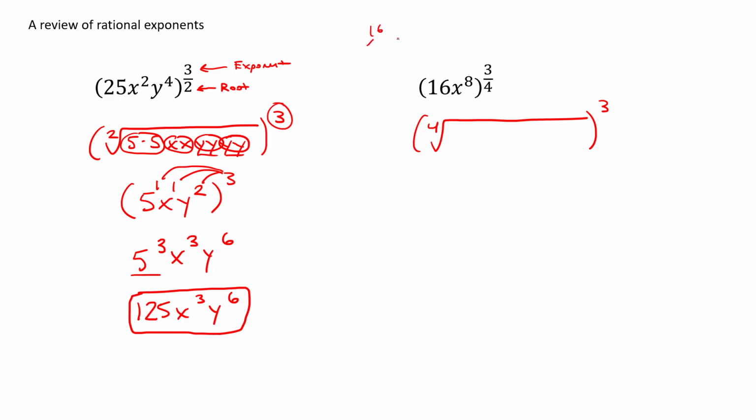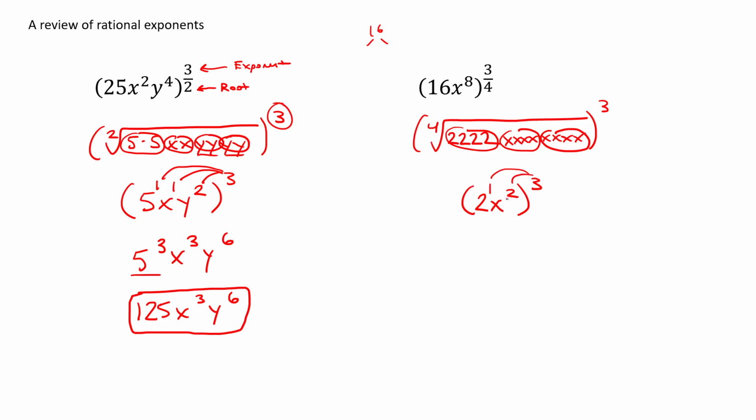If you do a factor tree for 16, you'll find it's 2 times 2 times 2 times 2, and then 8 x's. Go ahead and circle 4 of a kind. 4 of a kind, 4 of a kind, 4 of a kind. Everything got circled, so the root goes away. We get a 2 and an x and an x. So again, I'm just going to write that as x squared, all of that to the third power.